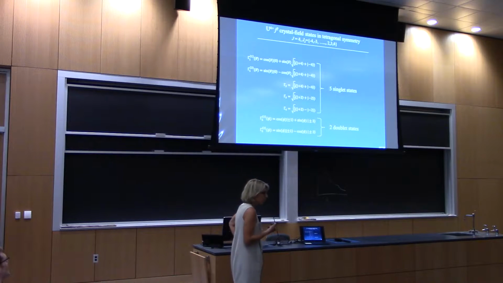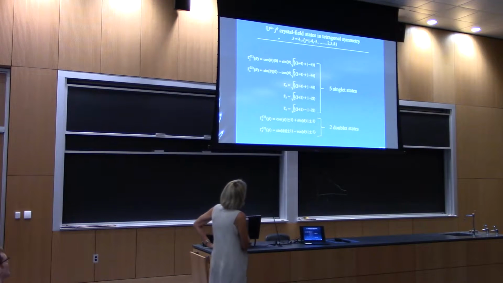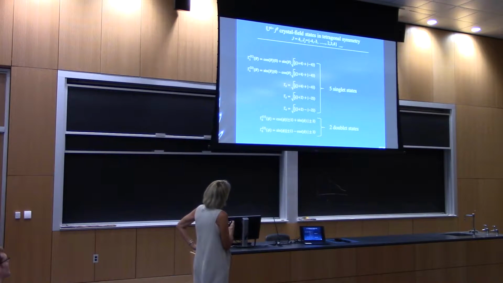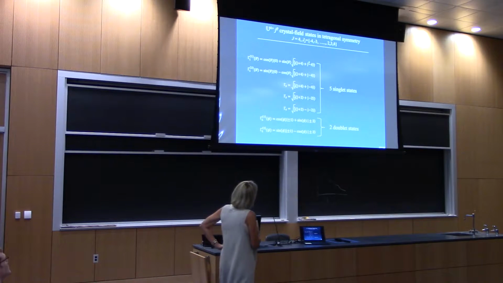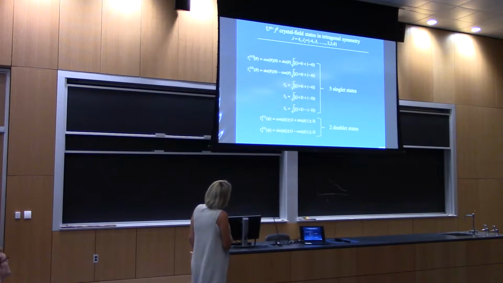And if I assume an f2 configuration, I have J equal 4, that means it's 9-fold degenerate. And in the tetragonal symmetry, this 9-fold degenerate manifold splits up into 7 states: 5 singlets, 2 doublets. Written here in the Jz representation, I have 2 Γ1 singlets. They're a mixture of Jz 0, Jz 4.